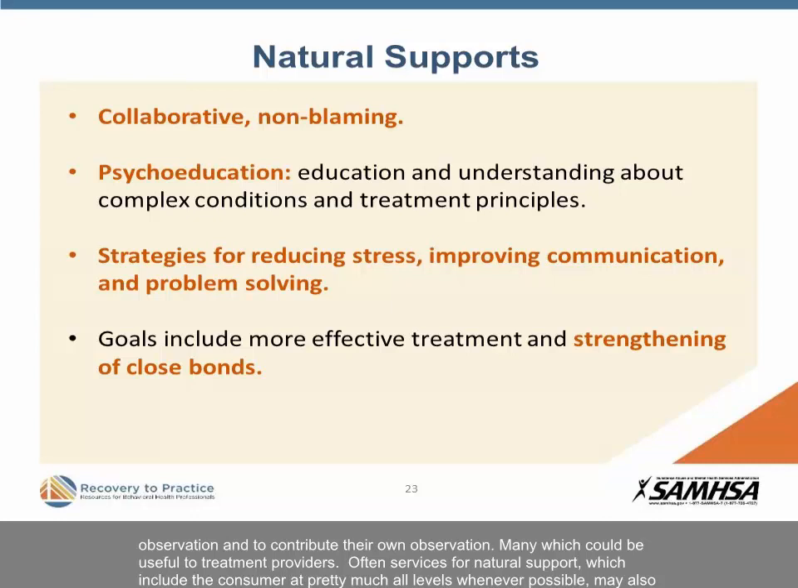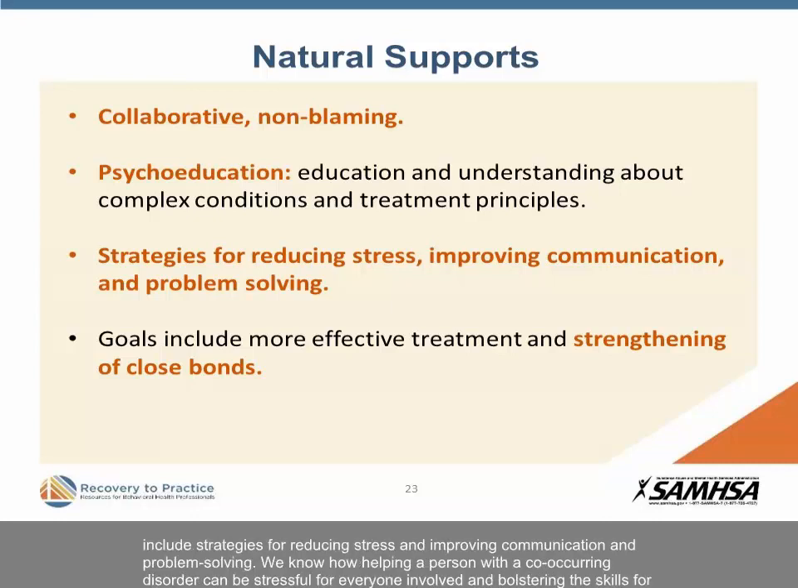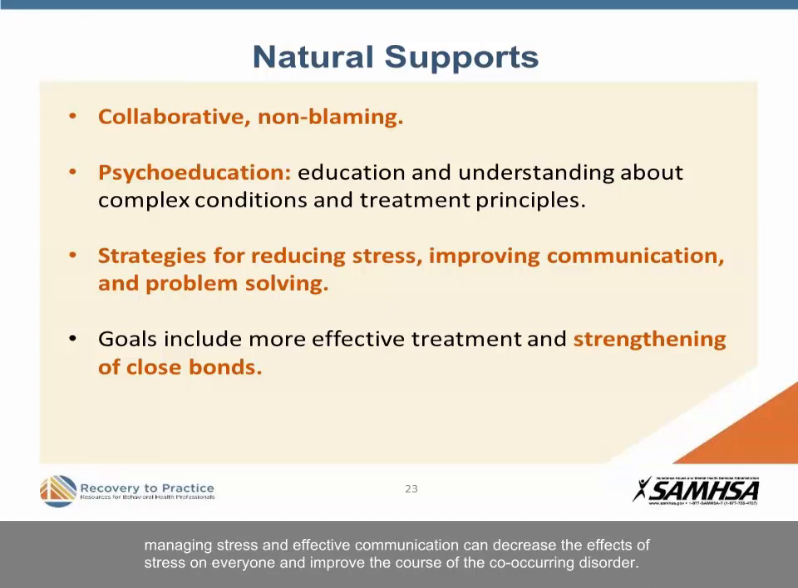Often, services for natural supports, which include the consumer at pretty much all levels whenever possible, may also include strategies for reducing stress and for improving communication and problem solving, as we know that helping a person with a co-occurring disorder can be a stress for everyone involved, and bolstering the skills for managing stress and effective communication can decrease the effects of stress on everybody and improve the course of the co-occurring disorder.